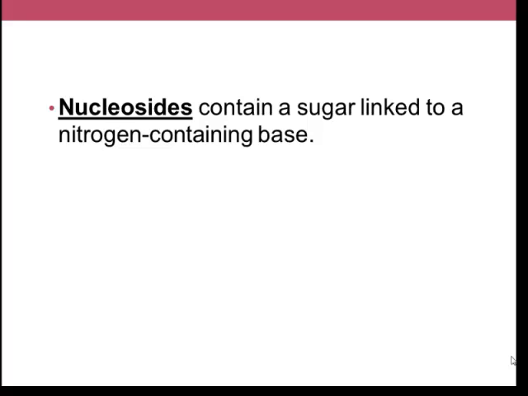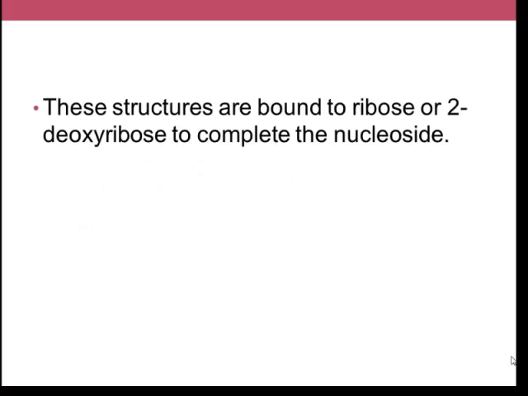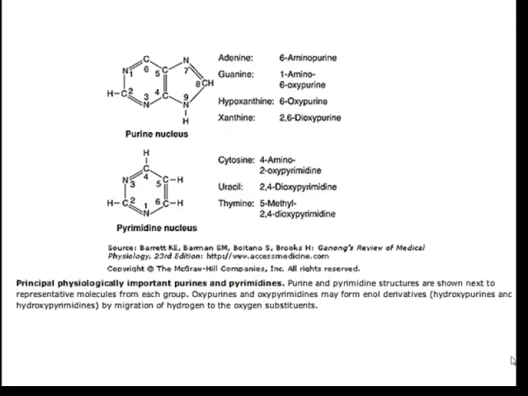Nucleosides contain sugar linked to a nitrogen-containing base. The physiologically important bases that are included in the nucleoside structures are either purines or pyrimidines, and these structures have ring structures. They are bound to either ribose or to deoxyribose to complete the nucleoside. When inorganic phosphate is added to the nucleoside, a nucleotide is formed. So, nucleotide equals nucleoside plus inorganic phosphate.